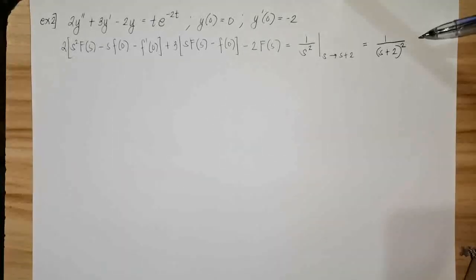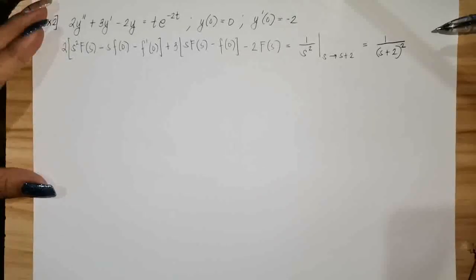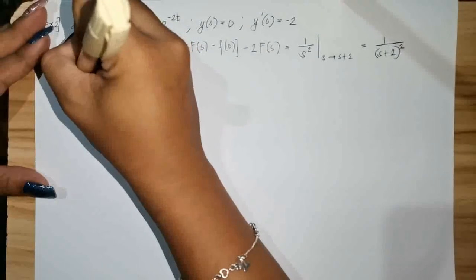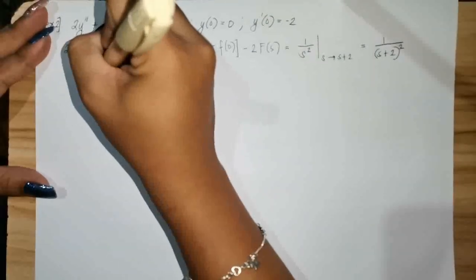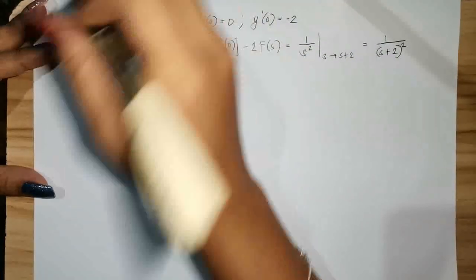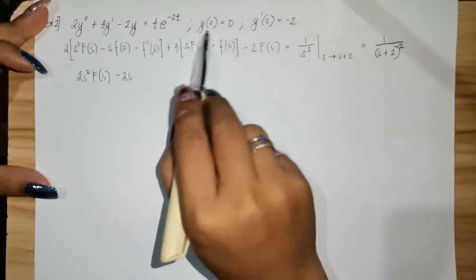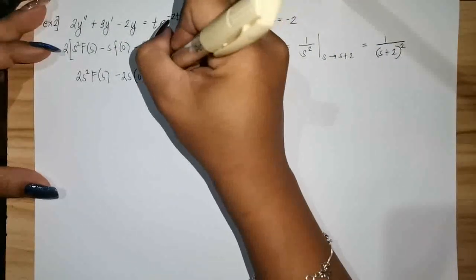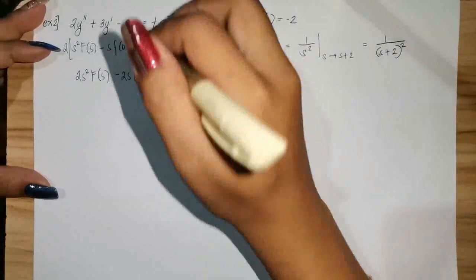Okay, so the Laplace transform of t e raised to negative 2t is equivalent to 1 over the quantity of s plus 2 squared. So now we are going to substitute the value of the y of 0 and the y prime of 0 in f of 0 and then f prime of 0. So, multiplying this, you will have 2s squared, then f of s minus 2s, then the value of f of 0 is 0 minus 2, then the value of f prime of 0 is negative 2.